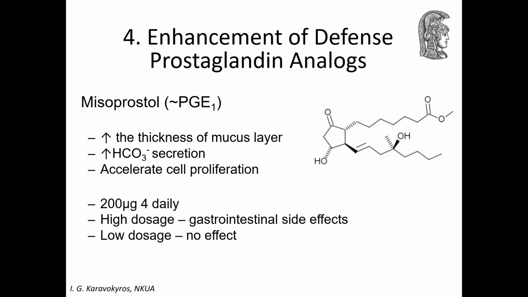Misoprostol, a synthetic analog of prostaglandin E2, affects positively all the defensive systems of the stomach. It increases the thickness of mucus layer and the bicarbonate secretion, and promotes cell proliferation and wound healing. However, the effective dosage of 200 micrograms every 6 hours presents significant gastrointestinal side effects, while lower doses are ineffective.